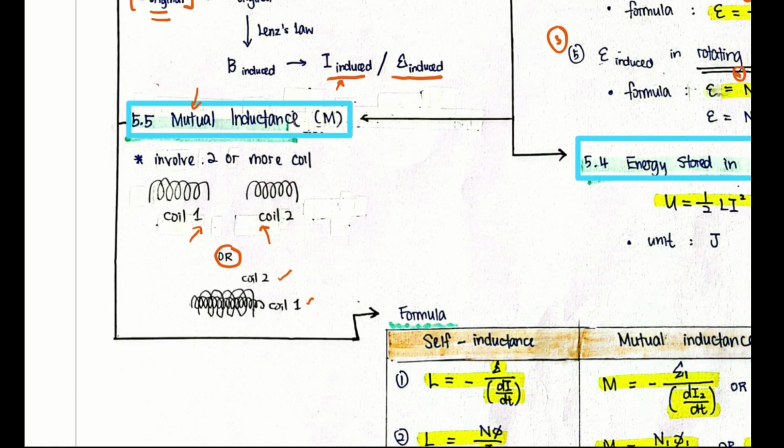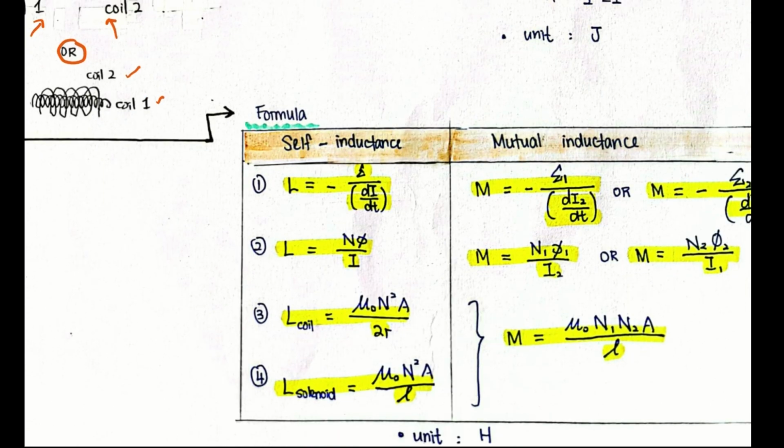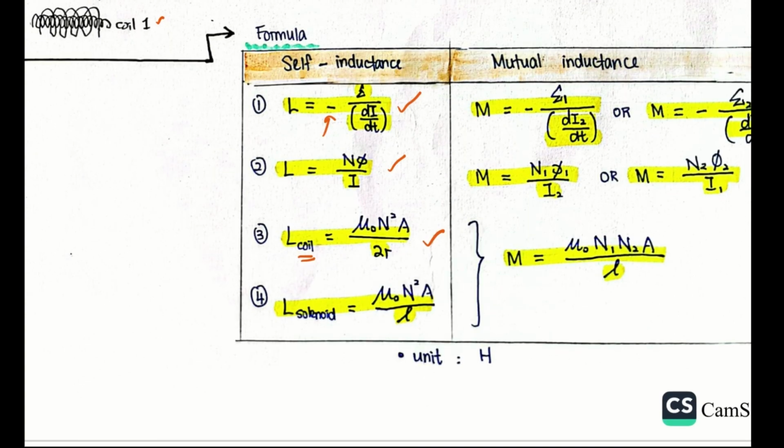In terms of equations, this is the equation for self-inductance. The basic equation is EMF equals negative L di per dt, where the negative is because of Lenz's law, and L equals phi over I. If you are calculating the self-inductance for the coil, it's mu naught n squared A over 2R. And if it is for the solenoid, it's mu naught n squared A over L.